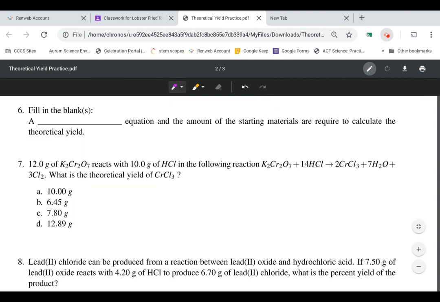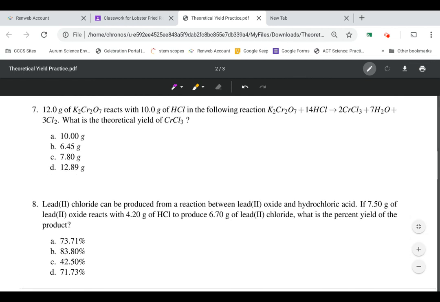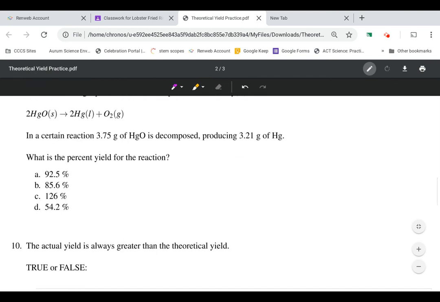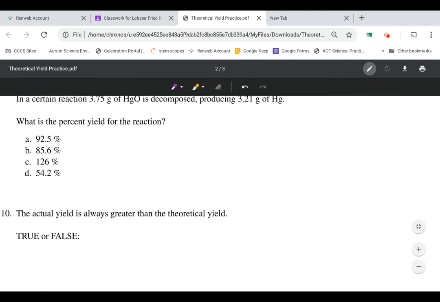Number 6, a balanced equation and the amount of starting material are required to calculate the theoretical yield. Okay, so we have number 7, number 8, number 9, and number 10 is false.